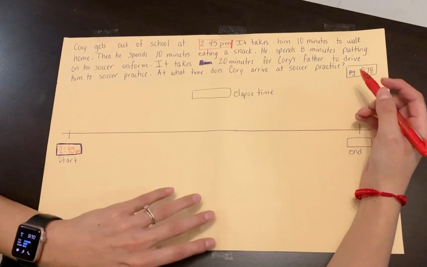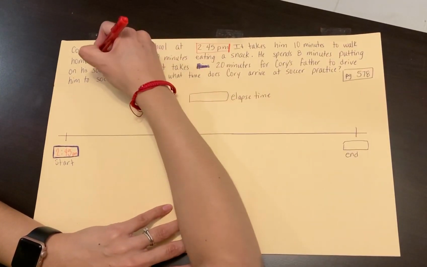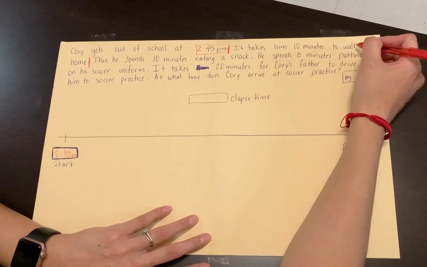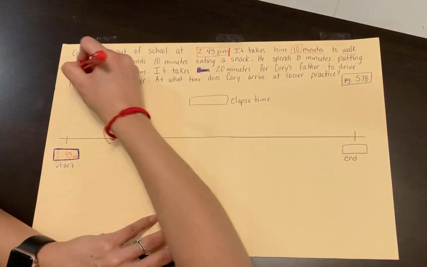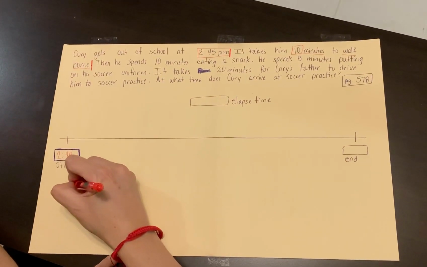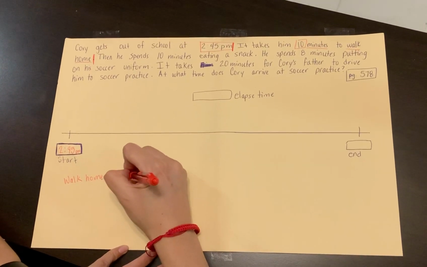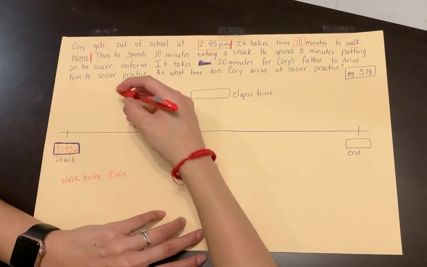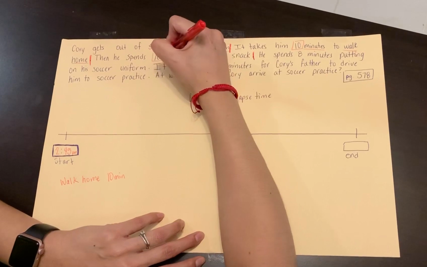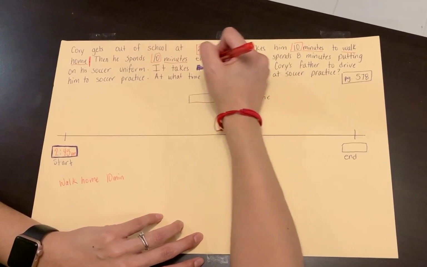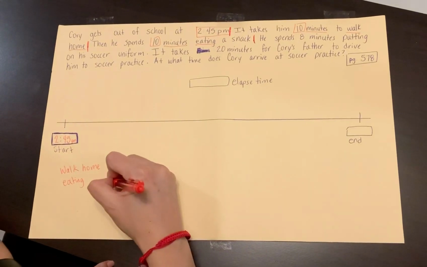And I'm going to go ahead and take out the activities because next comes the activities. The next sentence says, it takes him 10 minutes to walk home. So the first activity he does is walk home, 10 minutes. I'm going to take it out here. Walk home, 10 min. Next sentence. I stop at my stop sign, the period. Then he spends 10 minutes eating a snack. So I'm going to take out eating, 10 minutes.